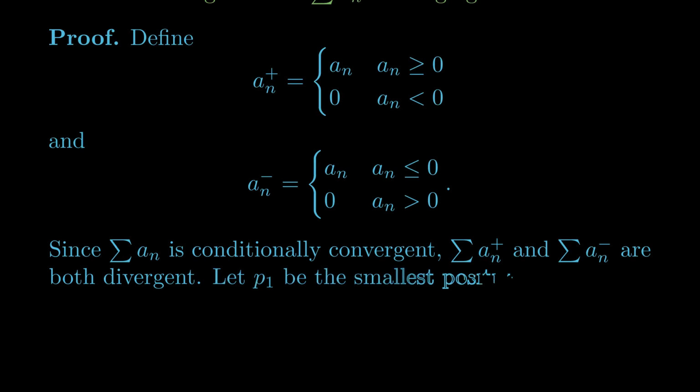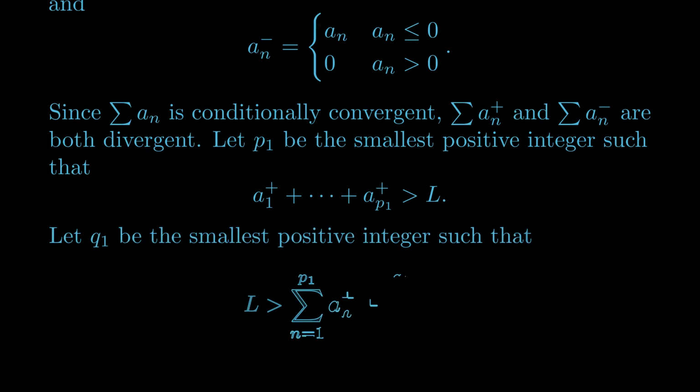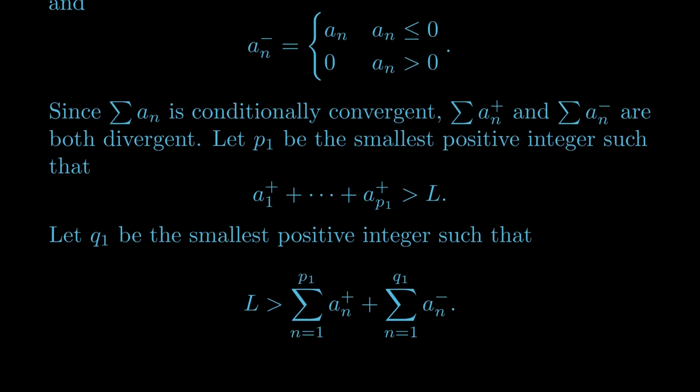So let P1 be the smallest positive integer such that the sum of the first P1 terms from a plus becomes greater than L. And we know this has to happen eventually, because the series a plus has entirely non-negative terms and it diverges, so it diverges to infinity. It's unbounded. And now let Q1 be the smallest positive integer such that L is greater than, and let's start using summation notation here instead of the dots, the sum n equals 1 to p1 of a_n plus, plus the sum n equals 1 to q1 of a_n minus. And we know such a q1 exists because all of the terms a_n minus are non-positive, and so their series must be diverging to negative infinity.